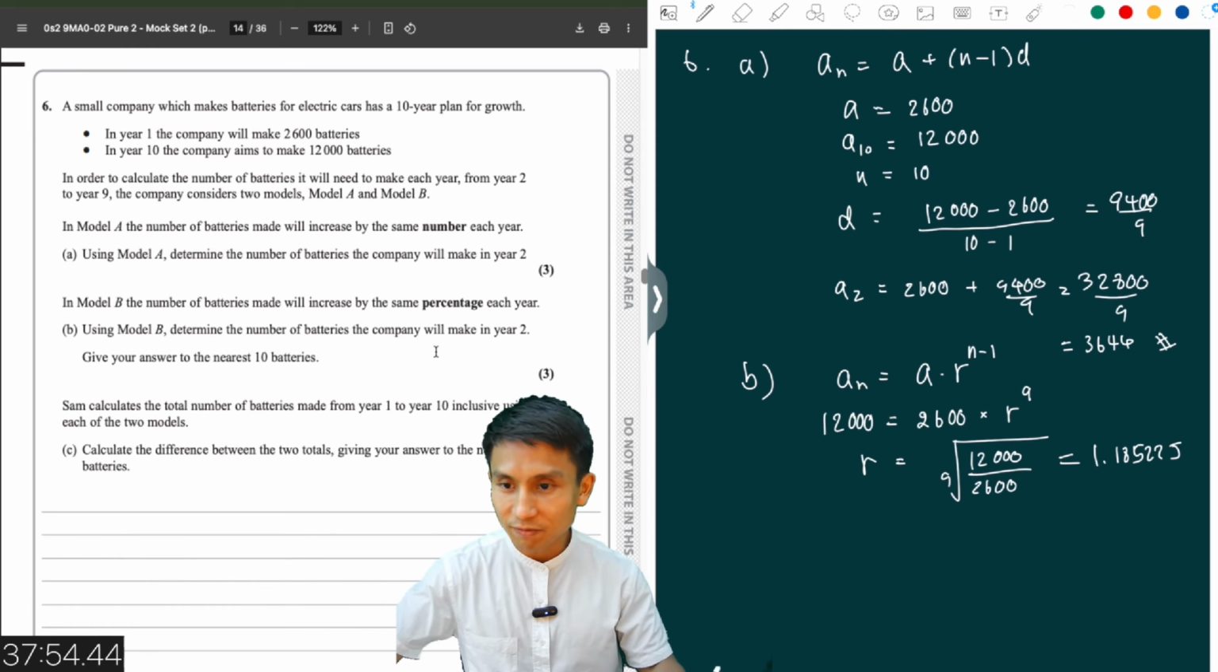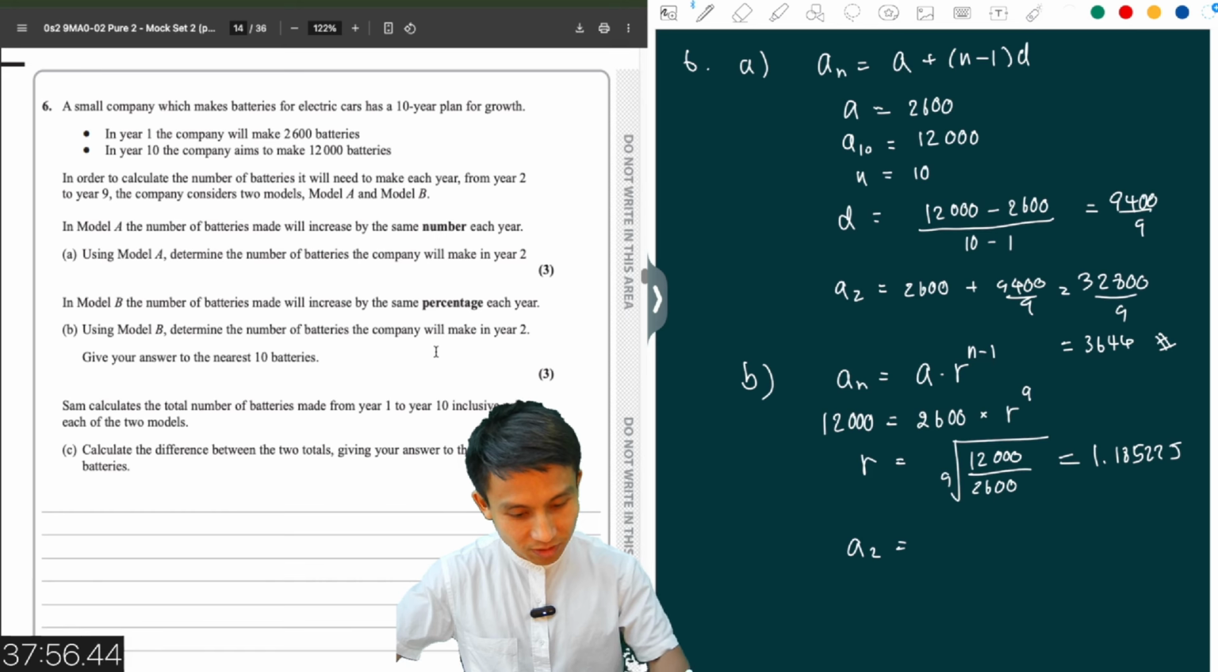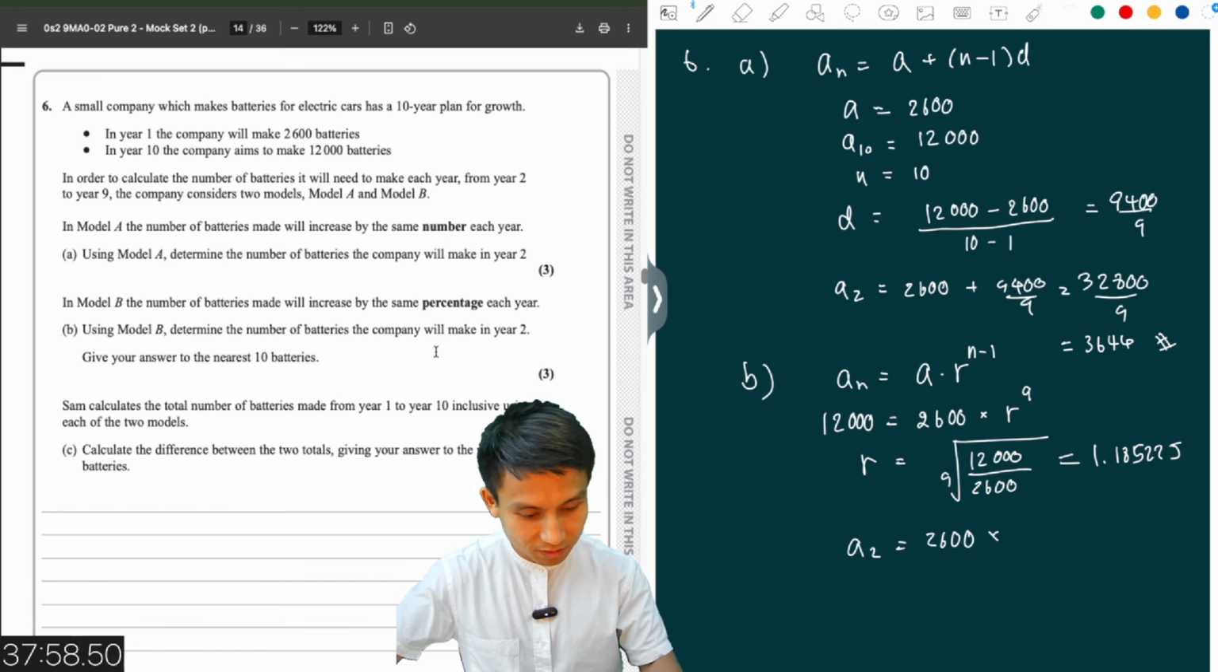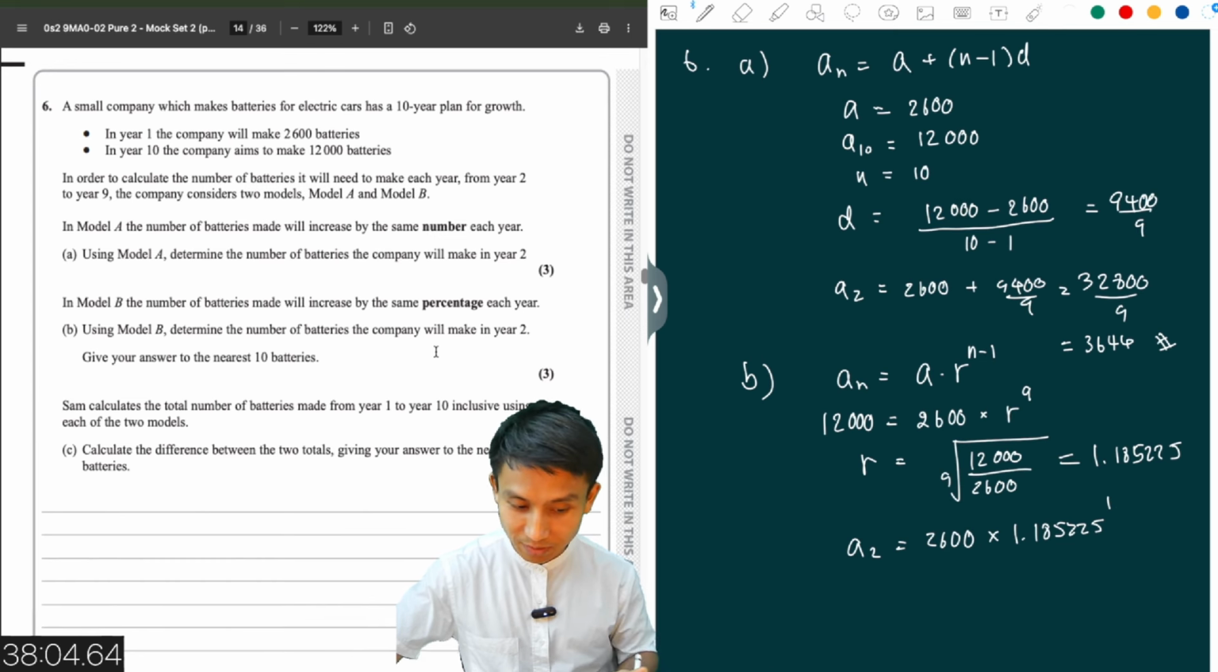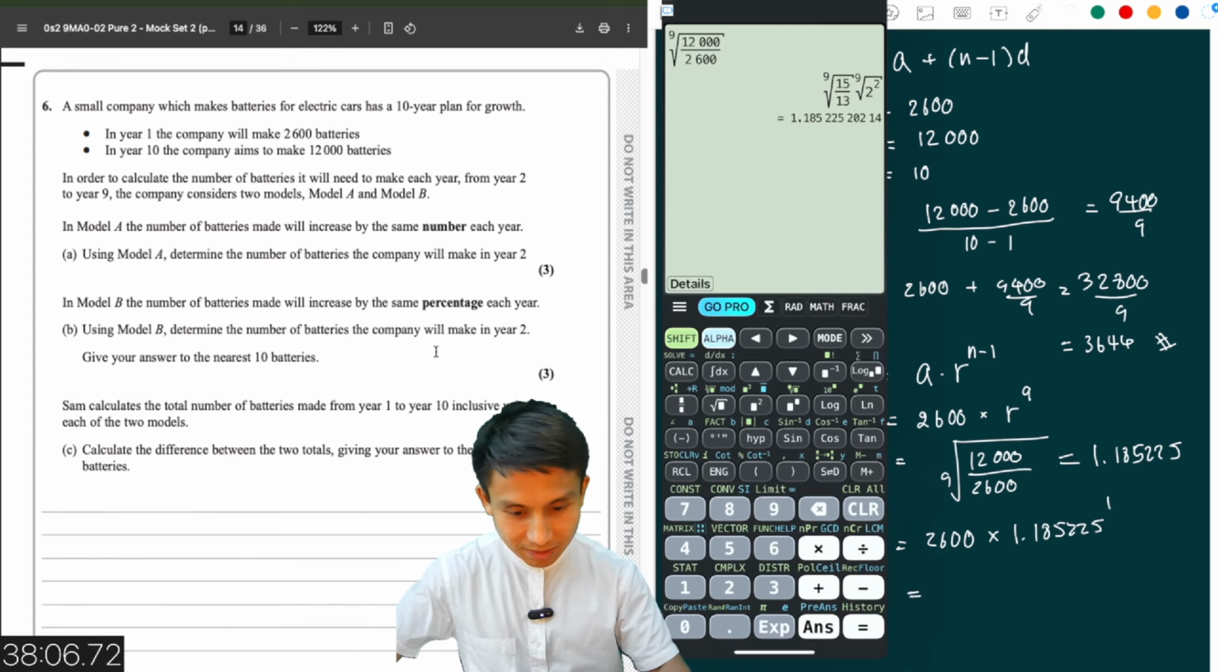And again, we want to find year 2. So a_2 is just 2600 times that to the power of 1, because that's n minus 1. So we're just going to basically multiply this by the first term to get the second term.